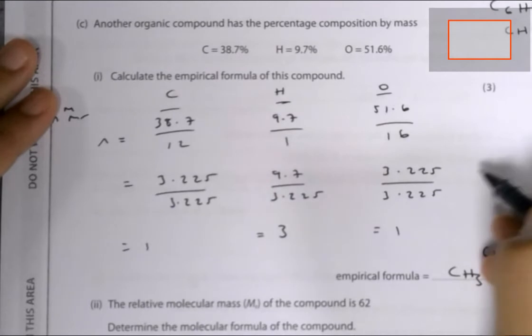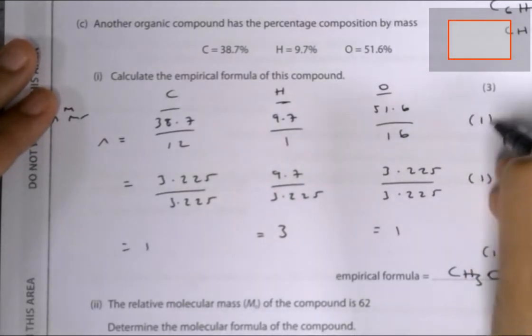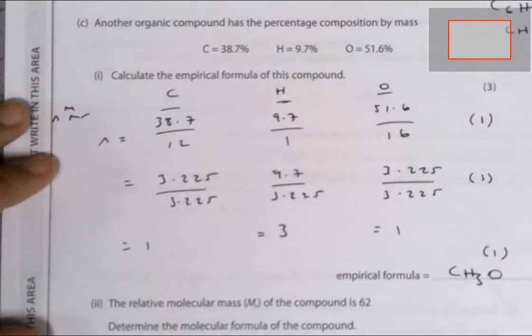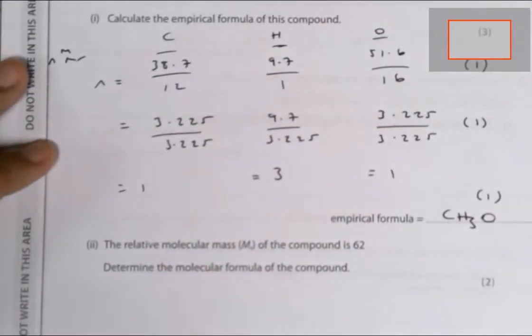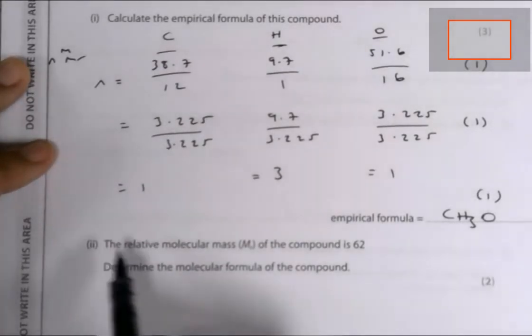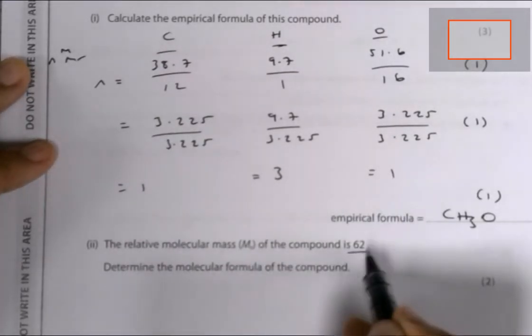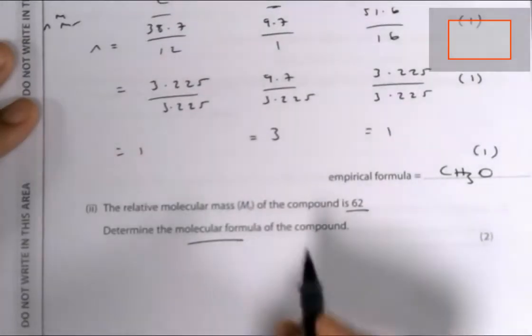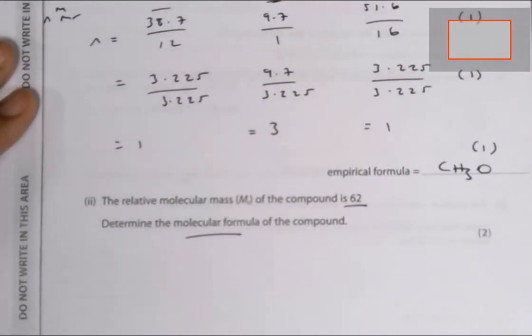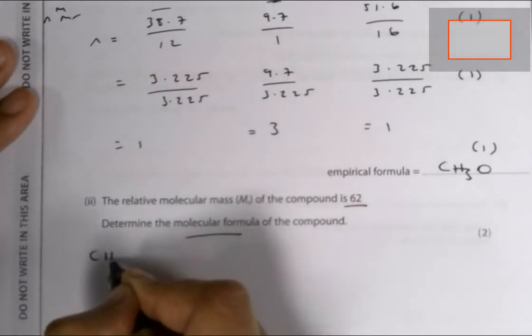And then your second mark is for trying to work out the ratio, and your first mark was for working out those moles. Now, down here again, typical type of question you could get. The relative molecular mass of the compound is 62. Determine the molecular formula.